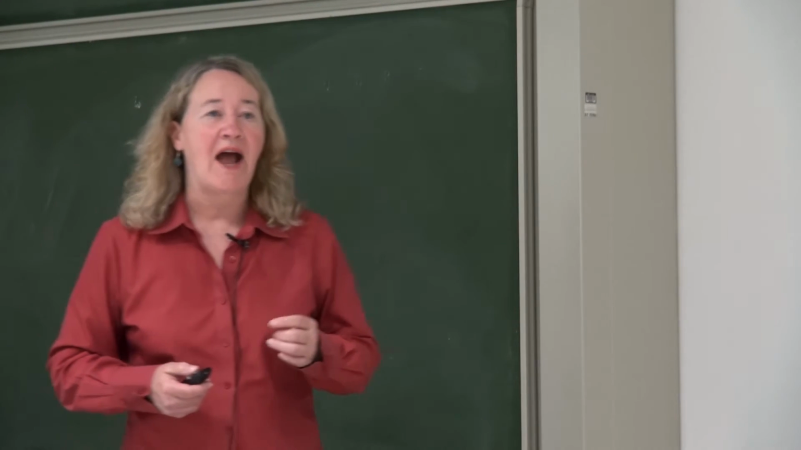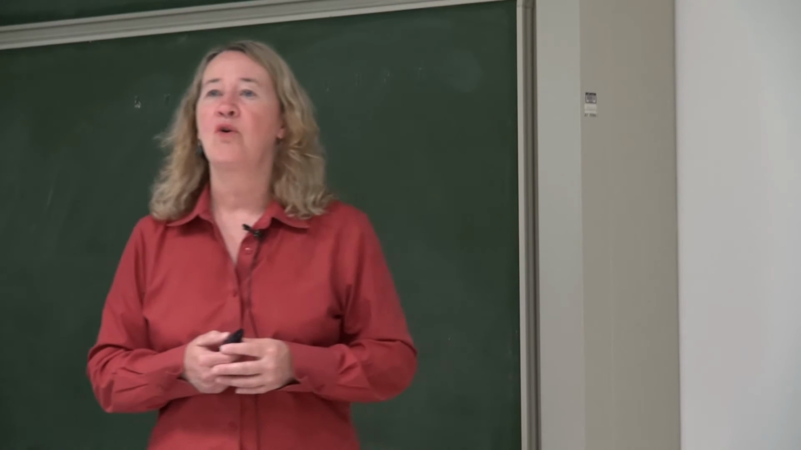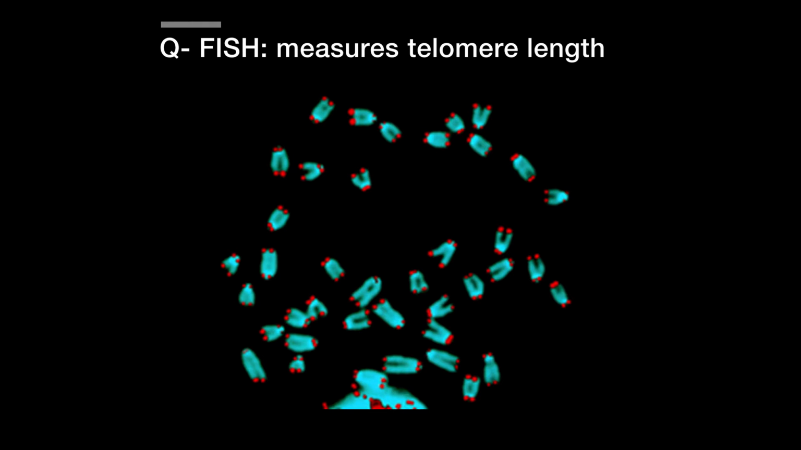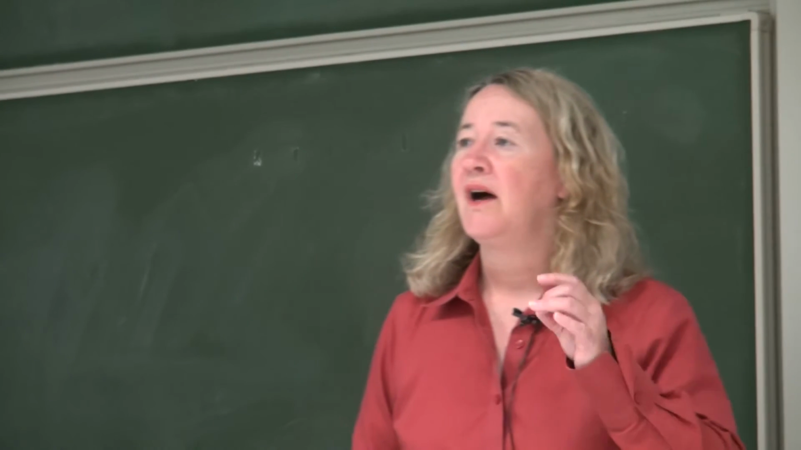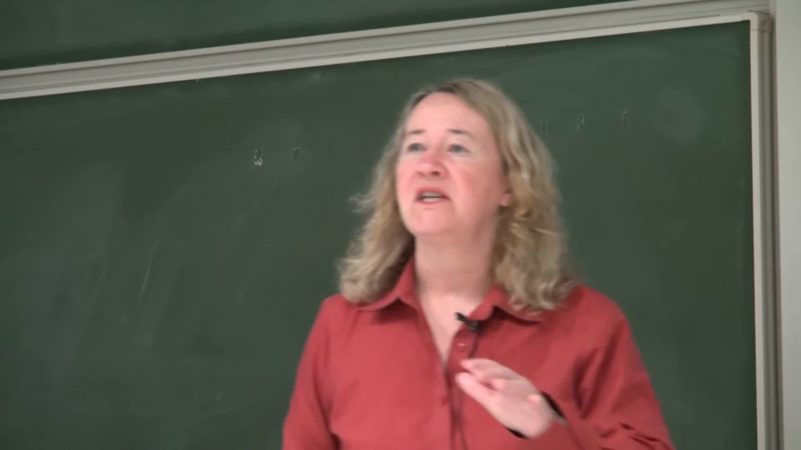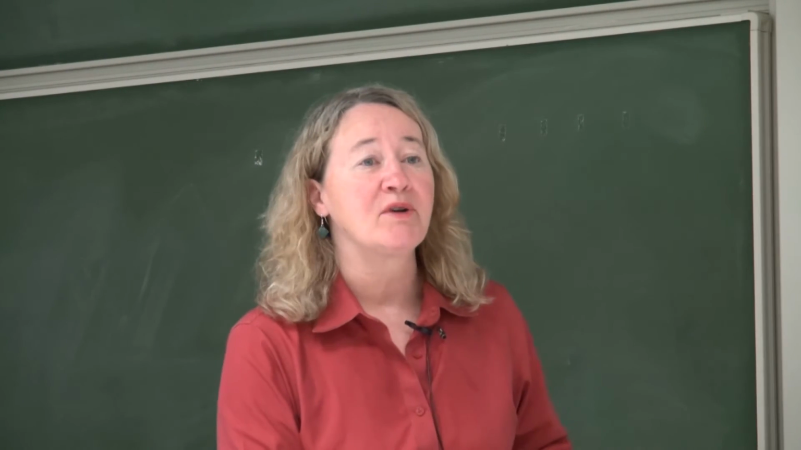So we used this assay, which is called QFISH, for quantitative fluorescence in situ hybridization. And what's shown here is a mouse metaphase spread. And you can see mouse chromosomes have their centromeres all the way at one end. And so the chromosomes look like these little boomerangs. The blue is the DAPI staining of the chromosomal DNA, and the red is hybridization with a probe to the telomere repeat. And you can quantitate how long a telomere is by how much probe has hybridized.